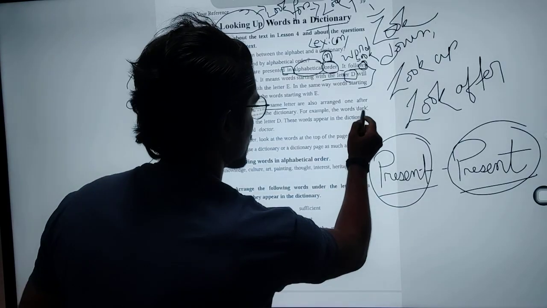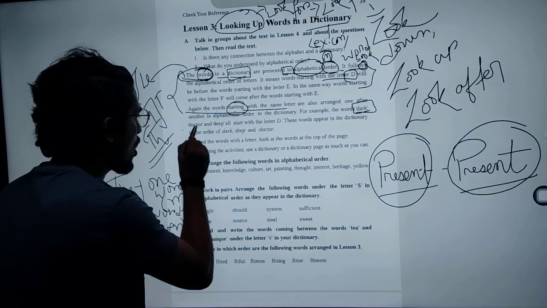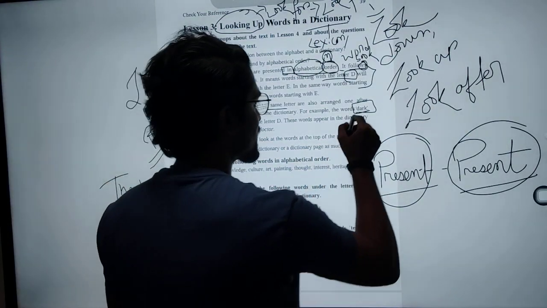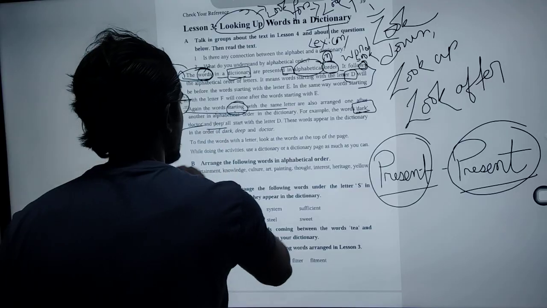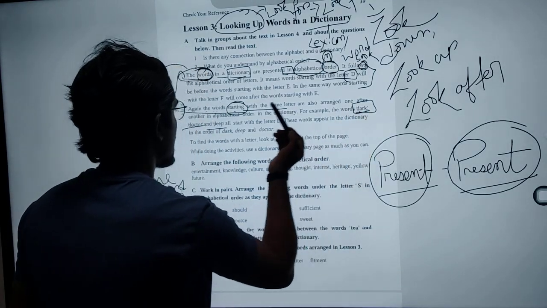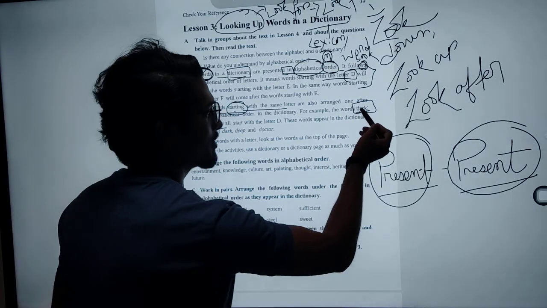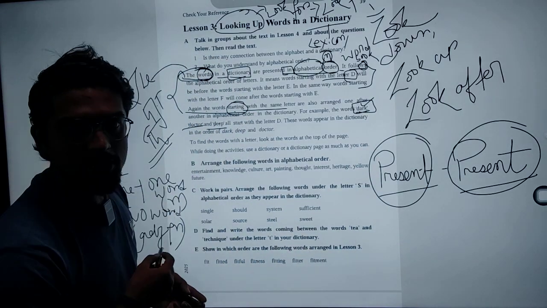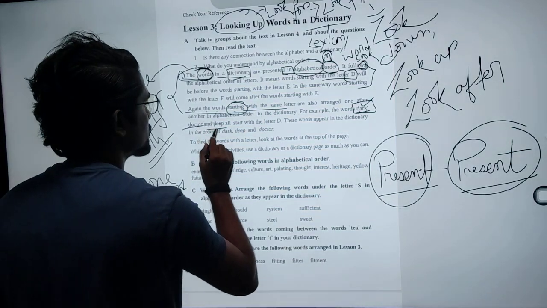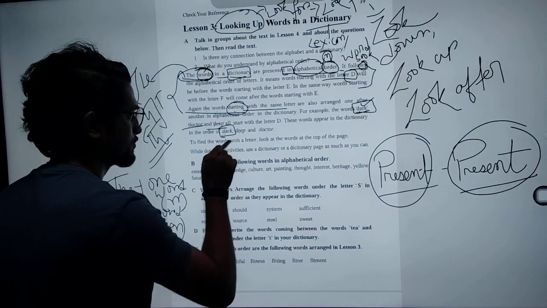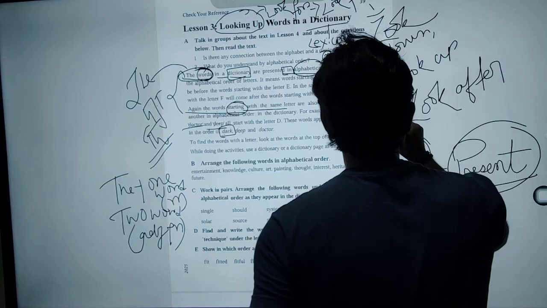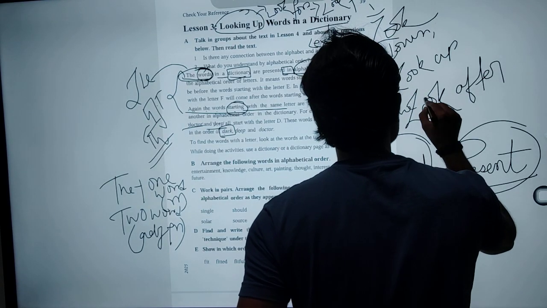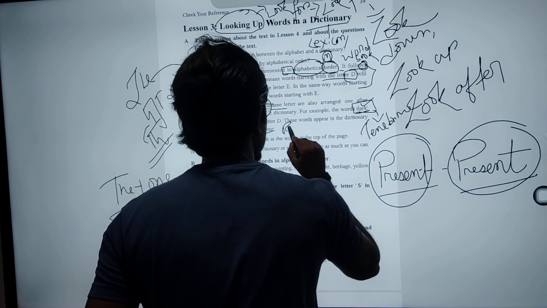For example, the words dog, deep, doctor all start with the letter D. Then what should we do? We will move to the next alphabet, A, O, E. So A, O, E, which will come first? The E comes first. So between O and E, which will come first? Definitely E will come first. So deep, dog, and doctor. For dog, you can write penetrates. For deep, you can write profound.